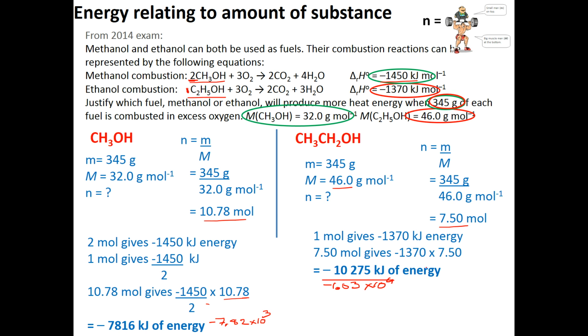Sorry about that line. And that would then, you can see it's a bigger number than the 7.82 times 10 to the 3. So your final answer is that ethanol releases more energy than the methanol for the same mass. So make sure you answer that question.